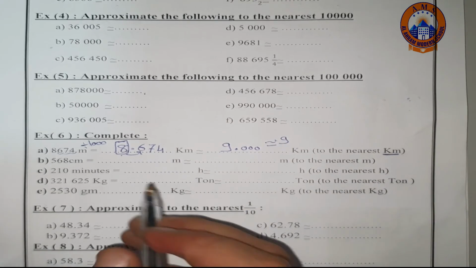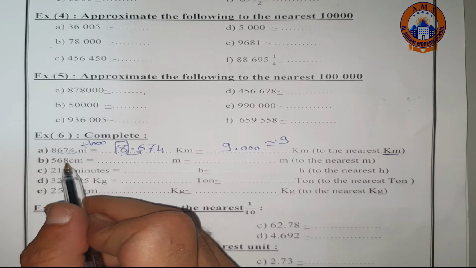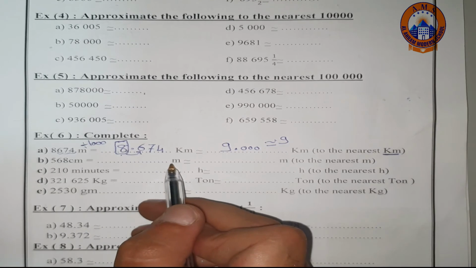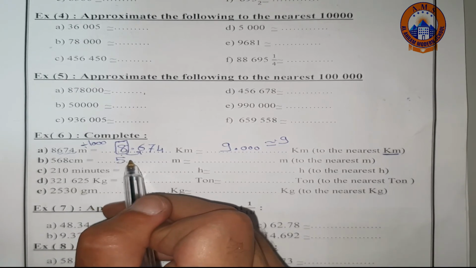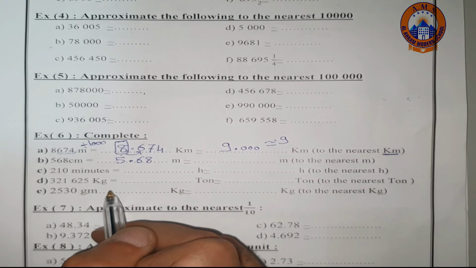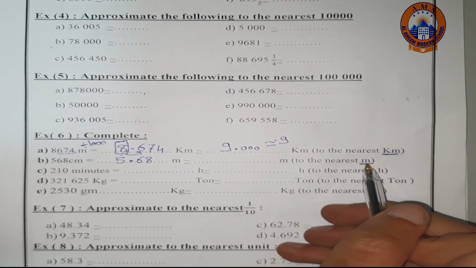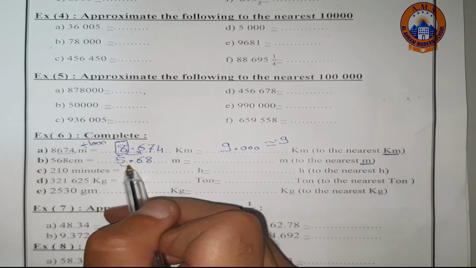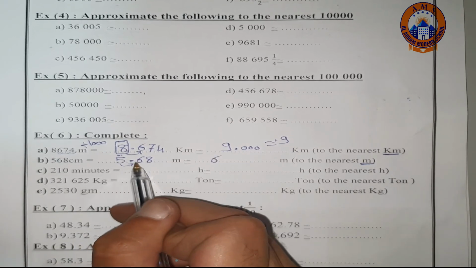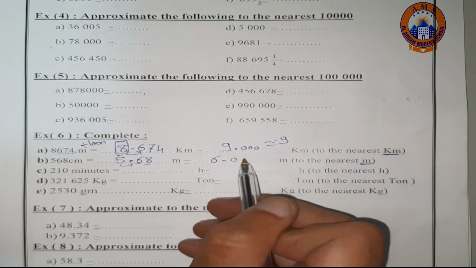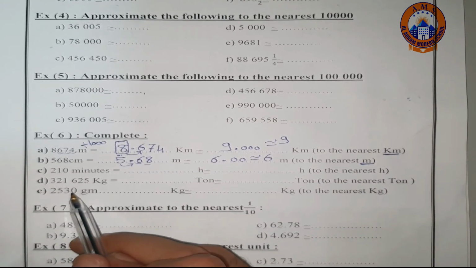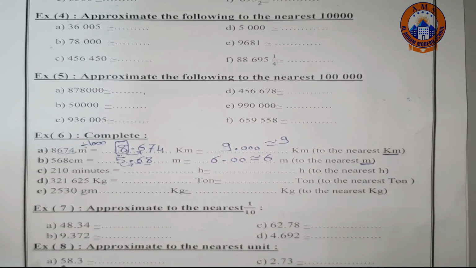Another question. We have 568 centimeters. First we change it into meters. From centimeter to meter we divide by 100, so it will be 5.68. Then we approximate it to the nearest meter, which means to approximate to the nearest unit. So we are approximating the number 5, and the following number is 6. It's a strong number, so this 5 will become 6, and the following digits will be zeros, so it's approximately equal to 6 meters.